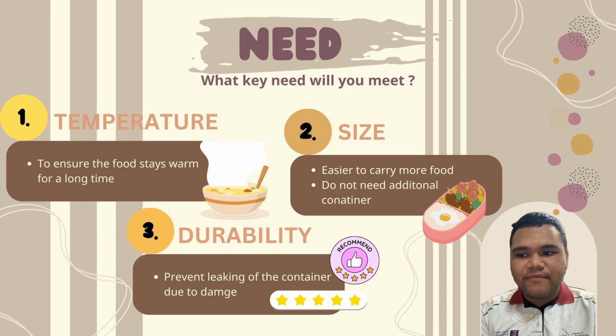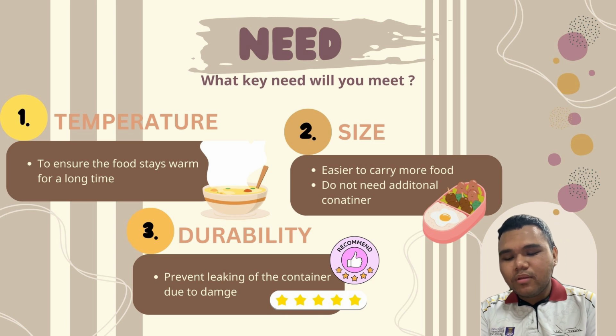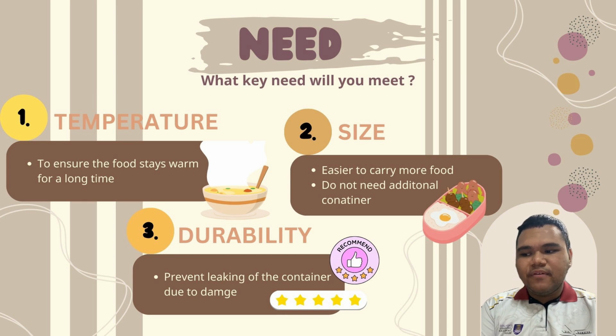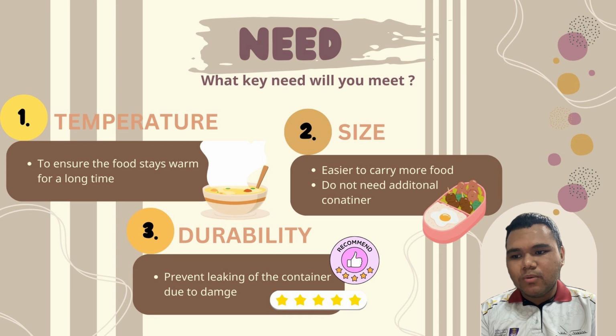For need, there are a few criteria, one of which is what key need our group meets in our product. So for our product, the lunchbox, the key needs that we want to meet are temperature, size, and durability. For temperature, the reason we want to meet this need is to ensure the food stays warm for a long time. This is paramount, especially for workers or students that prepare their food early in the morning and want to eat during lunch. This is to make sure their food stays warm for a very long time.